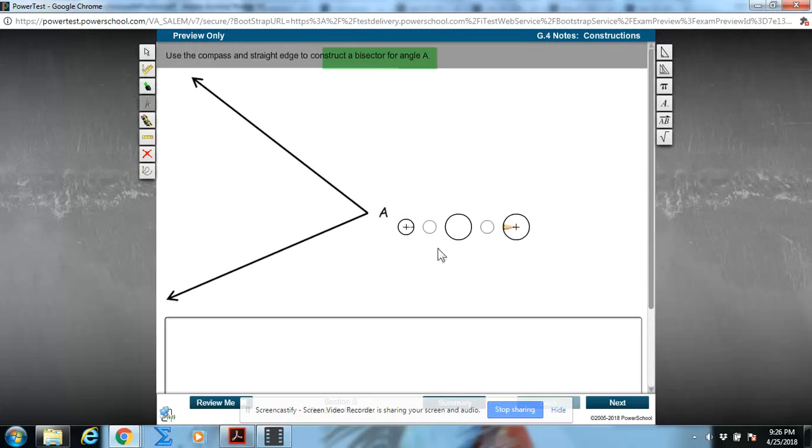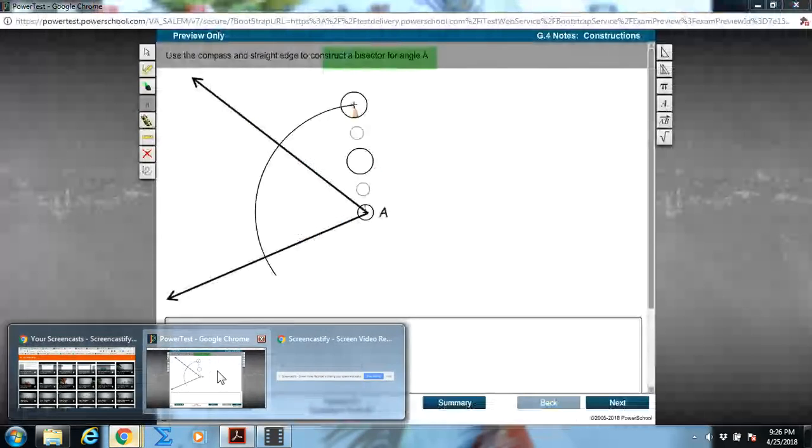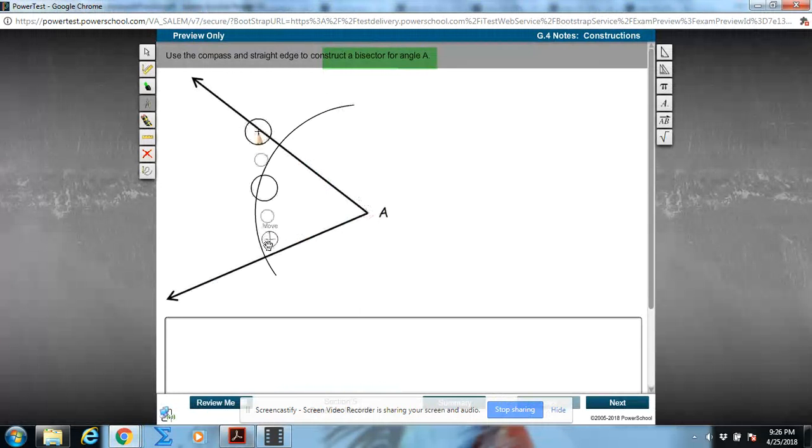Grab the compass, put it on the vertex of the angle. Draw an arc so it intersects both sides of the angle. Step 2, place the compass on point X, which is one of the sides of the angle. Draw an arc in the interior of the angle. The compass on one of the intersections. Draw an arc in the interior of the angle.